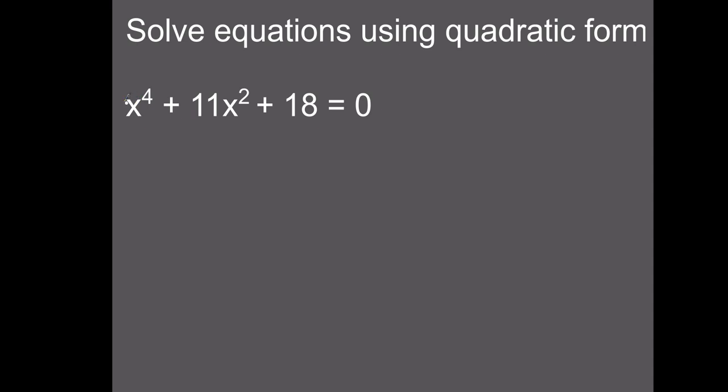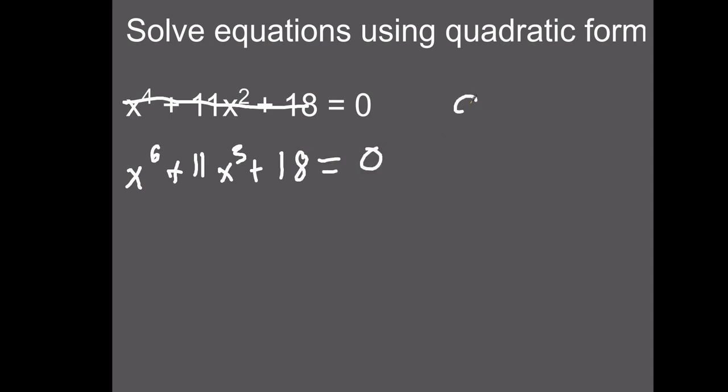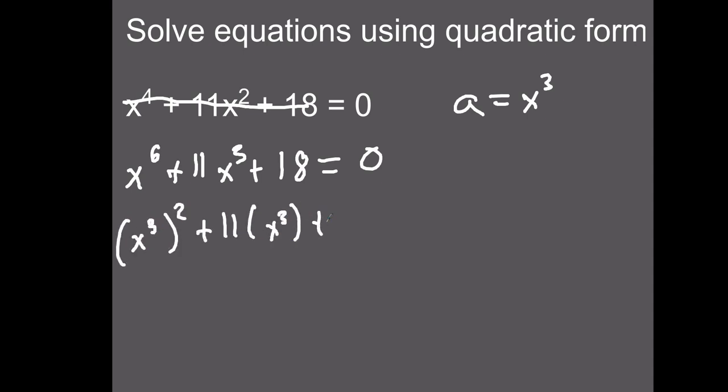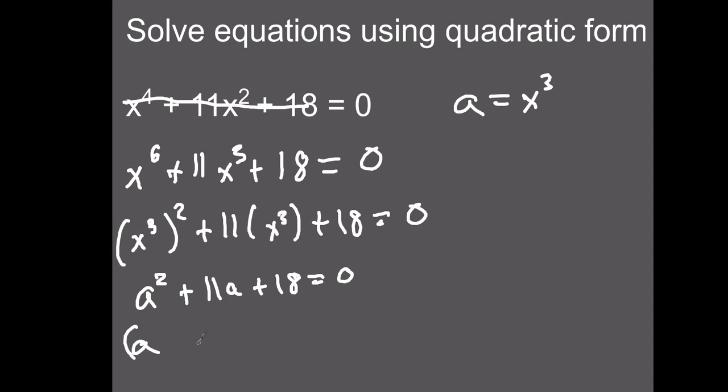So let's say this equation said x to the 6th plus 11x cubed plus 18 equals 0. I could then say a is equal to x cubed. So now this is the same thing as x cubed squared plus 11 times x cubed plus 18 equals 0. Substitute in a for x cubed, and I get a squared plus 11a plus 18 equals 0. Then I factor this, and that's the same thing as a plus 9 times a plus 2.